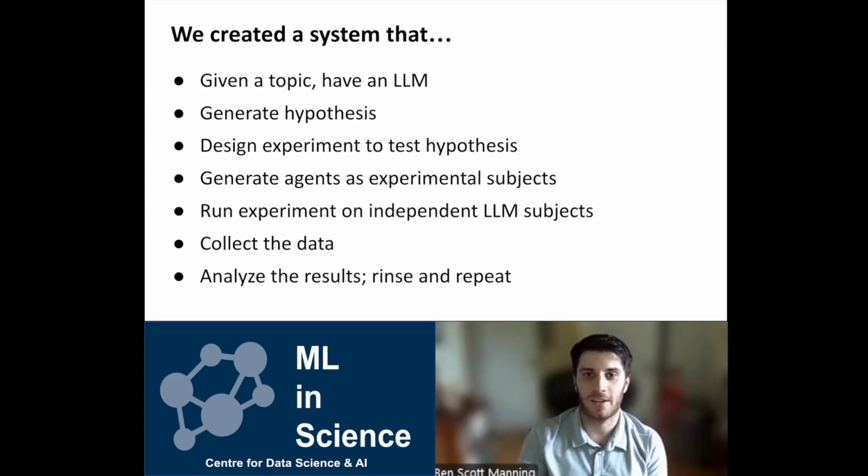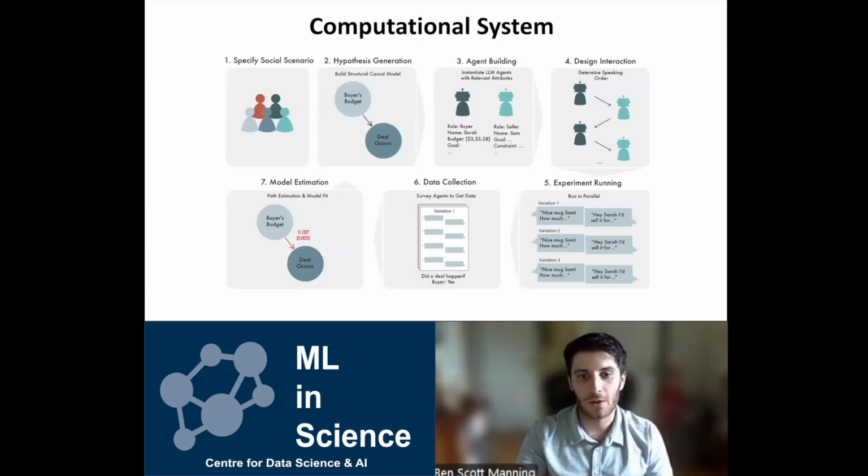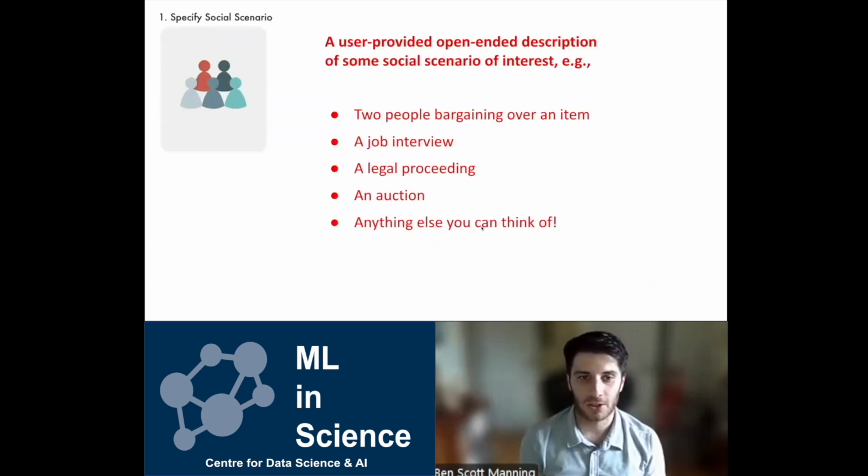I'm going to walk you through the system in much more depth now. Okay, so here is an overview of the system, and I'm going to go through each of these 7 sections one at a time. So the system starts by just taking in some natural language sentence. It could be about any social scientific scenario of interest, two people bargaining over a mug, a job interview, and then what it does is it generates hypotheses based on this natural language sentence.